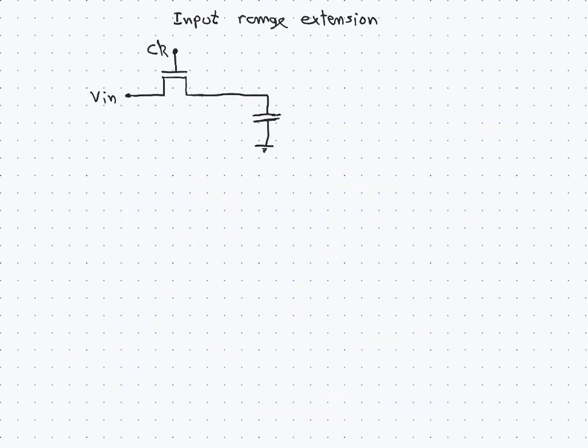Sometimes the input voltage range that is imposed by the sampling, i.e. that the input has to be lower than the clock minus the threshold voltage, is not workable. In that case, what you can do is to add a parallel sampling with a PMOS device, which is turned on at the same time as the NMOS device, i.e. is operated on the inverted clock.